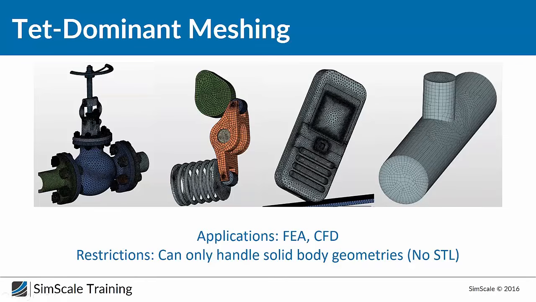And here you can see some examples which demonstrate how powerful this meshing tool is. For example, on the left side you see a stress analysis of a globe valve where we mesh different parts with different refinements, so you can see all the bolted connections were meshed with a very fine element length, while we use the coarser mesh for the valve body itself. It can also be used for fluid flow simulations, like here where we have a simple pipe system. And now let's go through the different options of the Tet-Dominant meshing to understand how we can control the mesh.